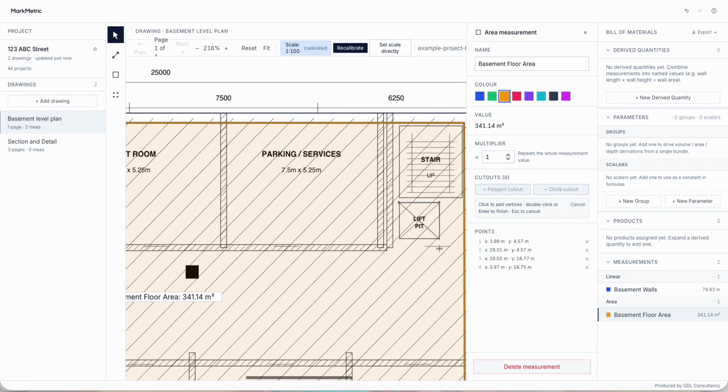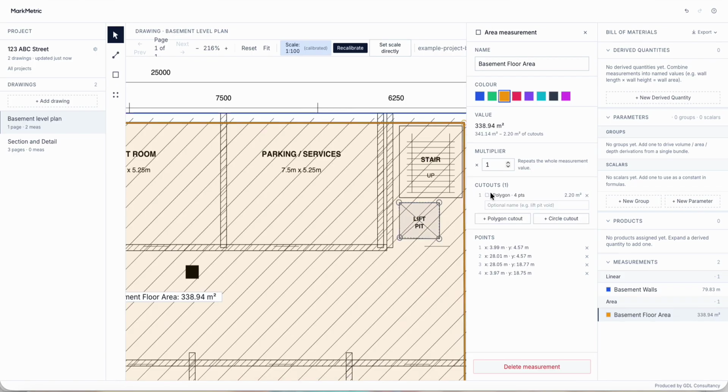Where the floor has a void here, the lift pit, cut it out, and it drops straight out of the area. Price your materials later, and you're not covering a hole that isn't there.